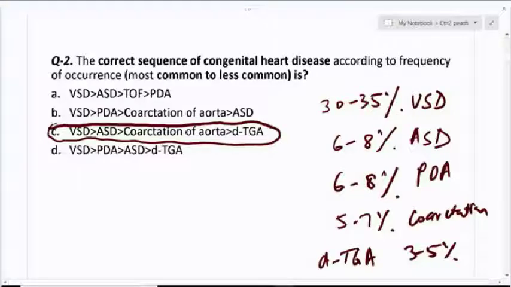But remember, TGA will be the most common cyanotic heart disease to present during infancy. So remember, during infancy, the most common cyanotic heart disease to present would be a TGA. And beyond infancy, the most common cyanotic heart disease is tetralogy of Fallot.